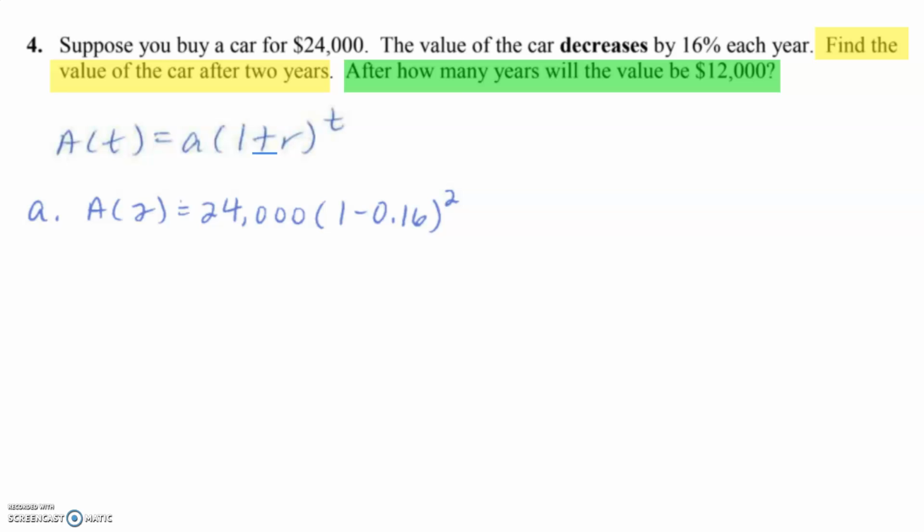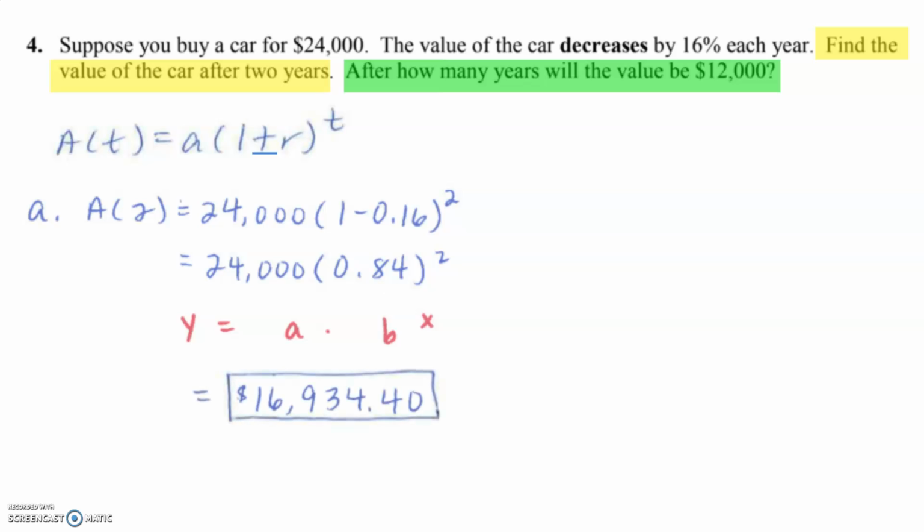So first, I know that my time is 2. I know the initial amount. I know the rate that it is decreasing, so make sure you have a subtraction problem here, okay, is 1 minus 0.16 at 16%. Okay. 24,000 times 0.84 to the second power gives me a value that's worth $16,934.40. Okay.